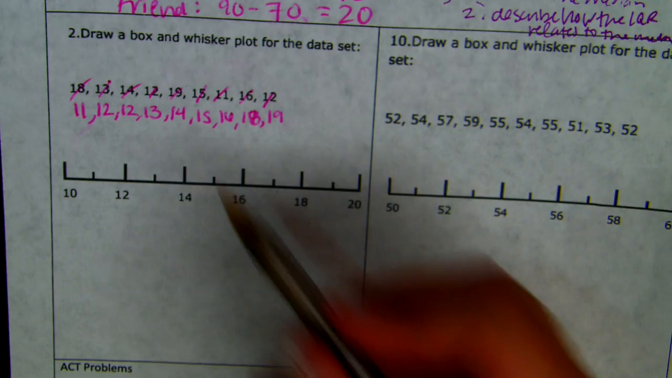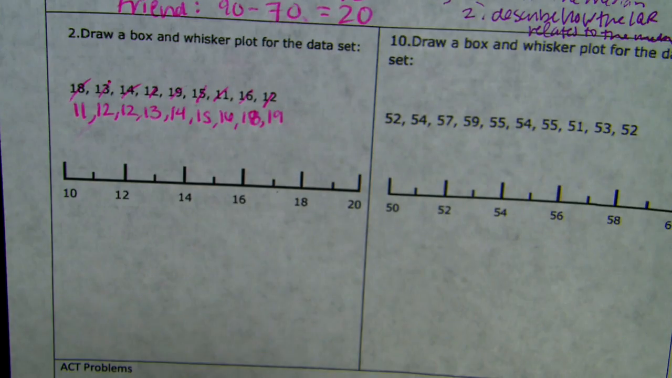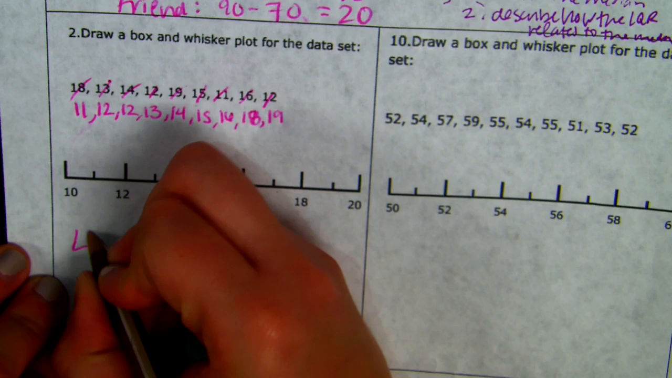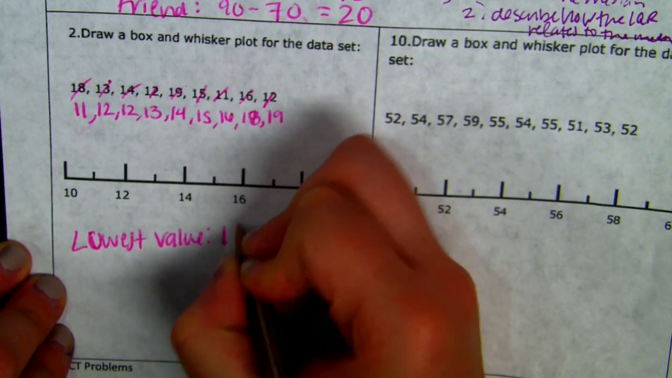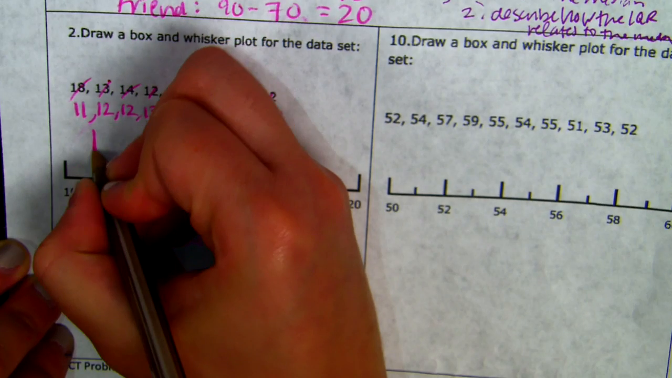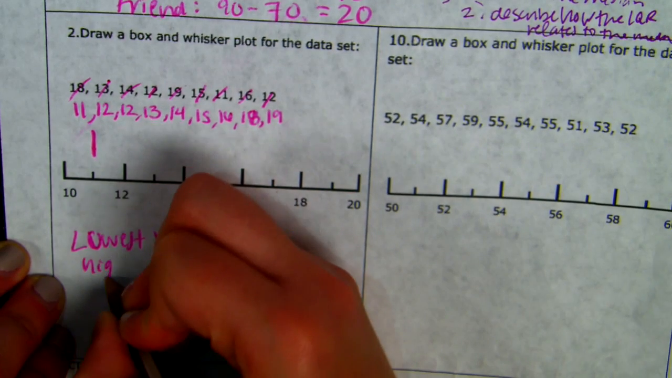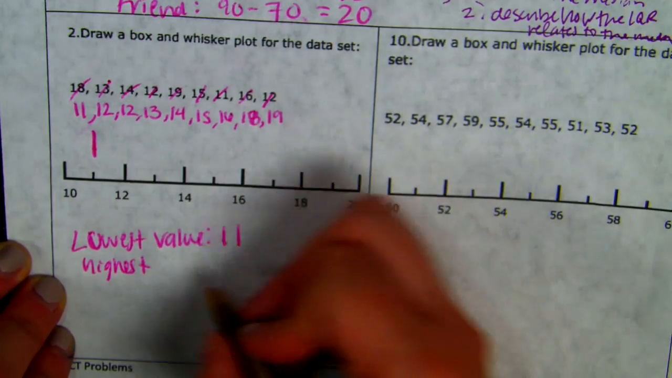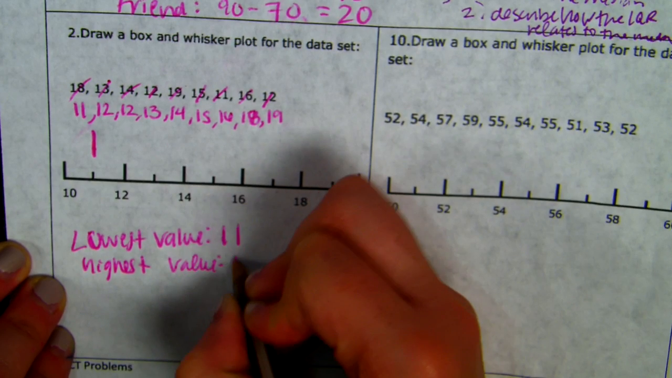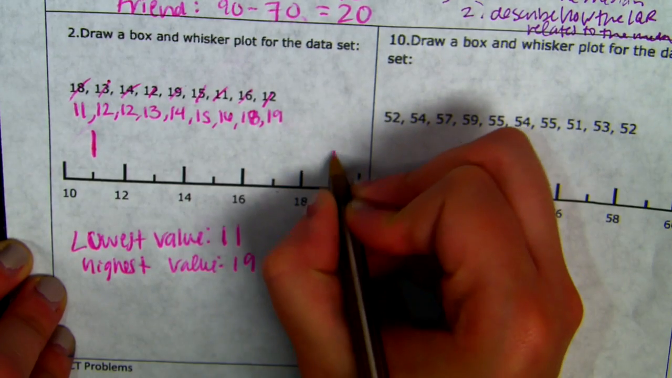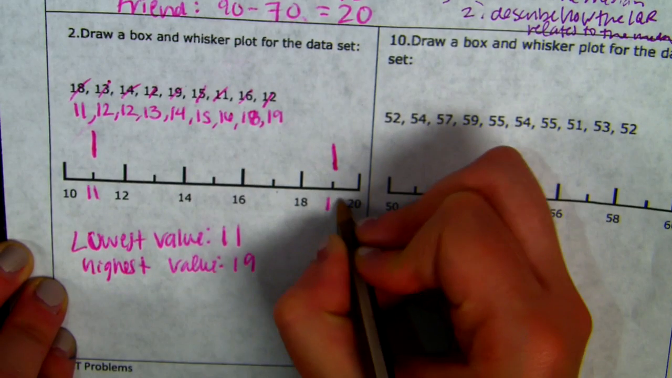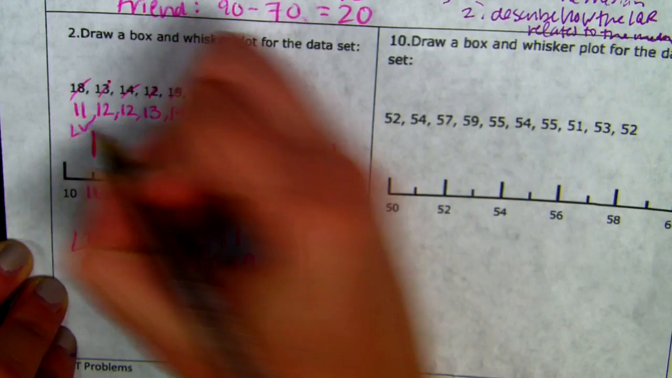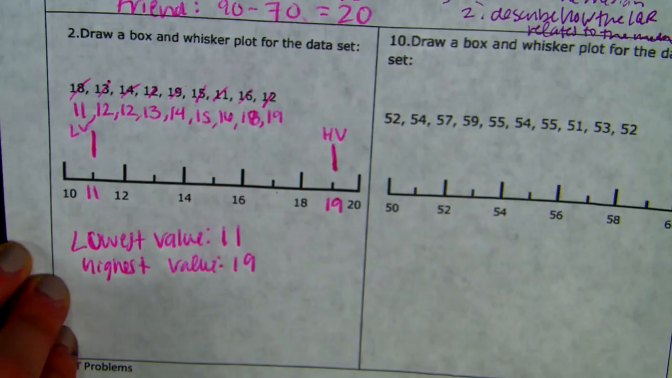So let's start with the box and whisker plot. So let's start with our lowest value. I'll write that out. Lowest value is an 11, so that means I'm going to draw my first whisker at the 11. My highest value is a 19, so that means I'm going to draw my upper whisker at the 19. I'm going to label those 11 and 19. That is my lowest value and my highest value.